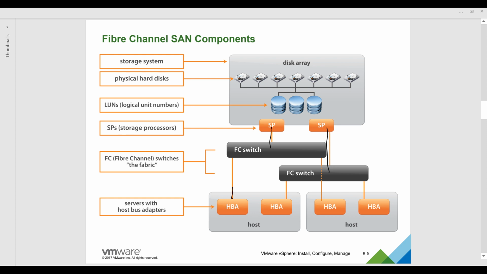On our host, we have HBAs, host bus adapters, that are connected as well. And notice each HBA goes to a different switch for redundancy. Over the fabric, they're then able to communicate over Fibre Channel with the storage processors, and the storage processors will use that connection to send out the LUNs.